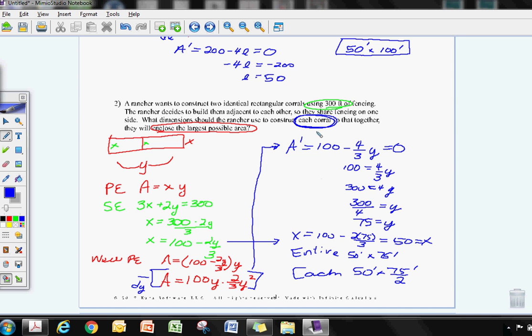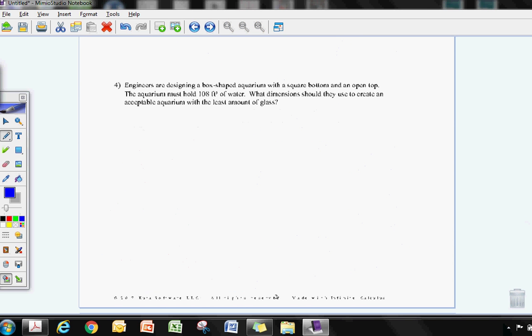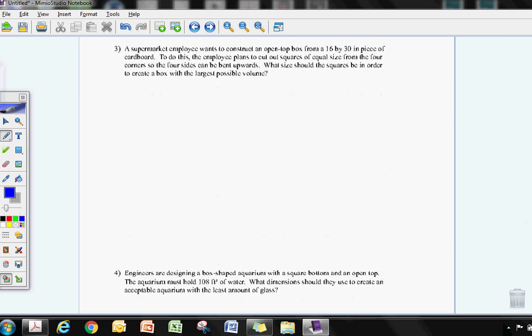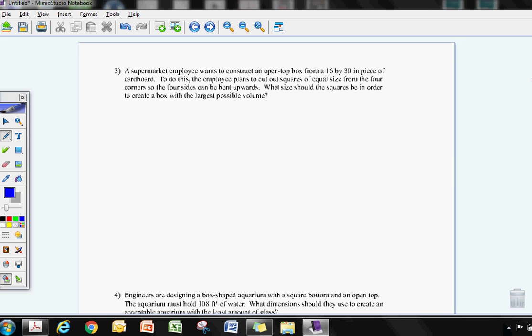And that's the little trick, because it's each corral, not all together. So for the entire pen, if you got the 50 by 75, that's great. The key word here is each. Okay, so that takes care of 2 out of the 4 problems. So now we're going to go to the third problem.